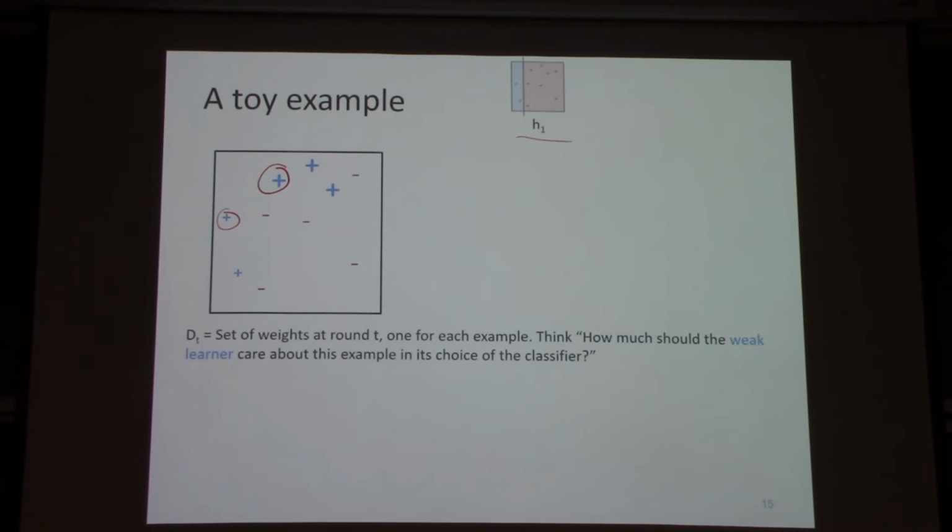So think of it as how much should the weak learning algorithm care about this example when picking its next hypothesis.